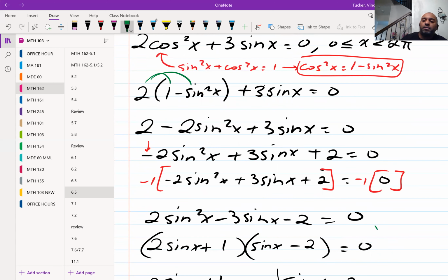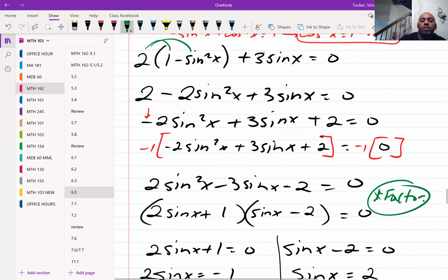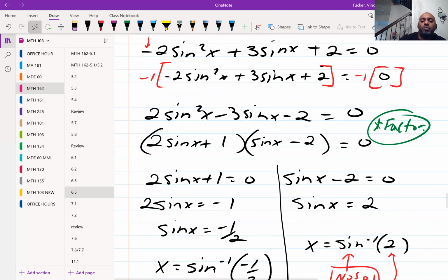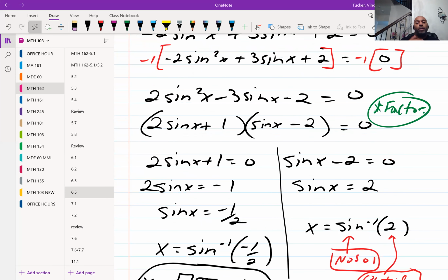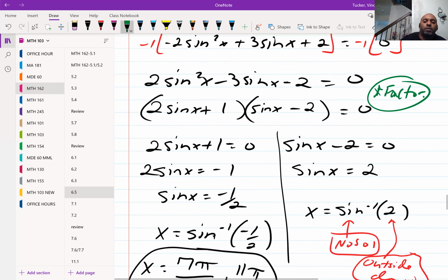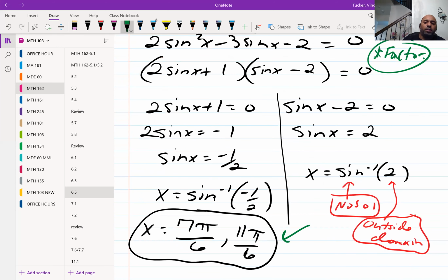Now factor the trinomial. And so I have (2 sine x plus 1)(sine x minus 2) equal to 0. And now I can set each piece equal to 0. So we have 2 sine x plus 1. Solve it for sine x. That'll be sine x equal to -1/2. When you subtract 1 from both sides, divide by 2. Apply sine inverse to both sides. That gives me these two answers, 7 pi over 6 and 11 pi over 6.